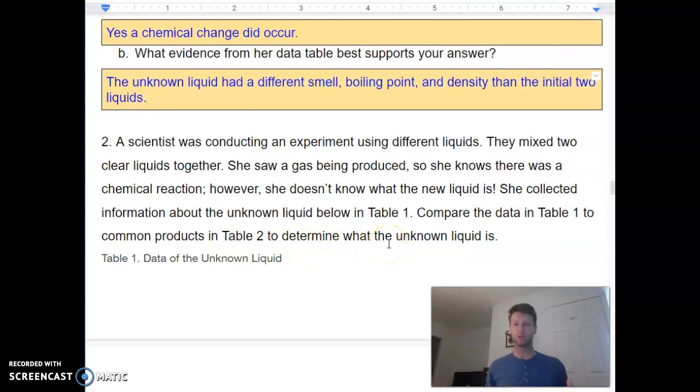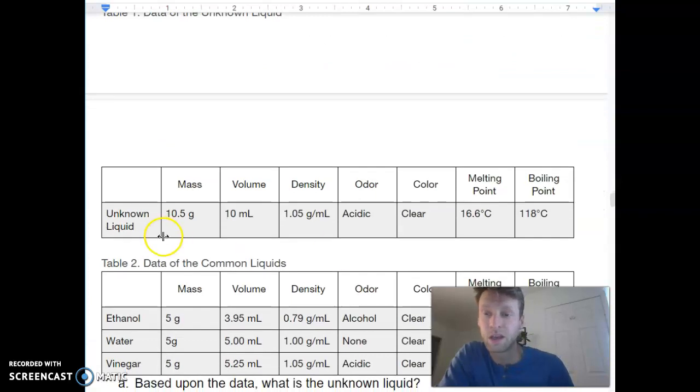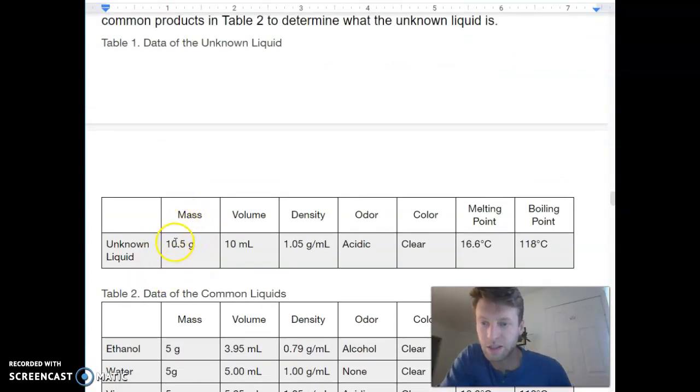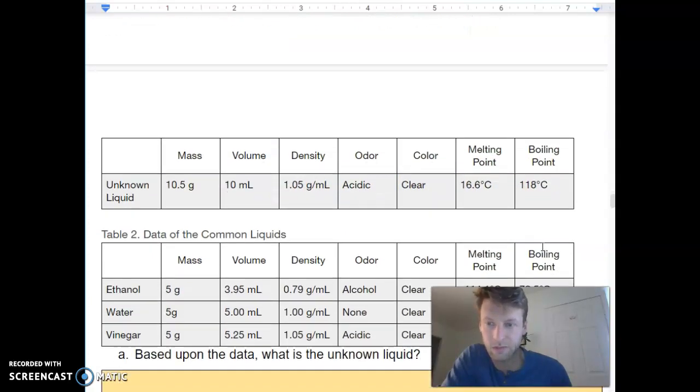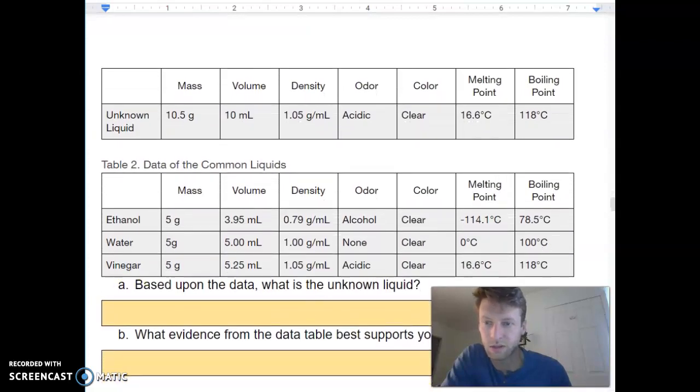Okay, so this time we know there's a chemical change. We're just trying to figure out what is the substance we ended up with. This is another very common thing we can do in an experiment. Let's look at our unknown liquid. It gives us the mass, the volume, the density, which is 1.05, the odor, the color, the melting point, and the boiling point. Then in our data table, we've got ethanol, water, and vinegar, and it gives us all of the same properties.